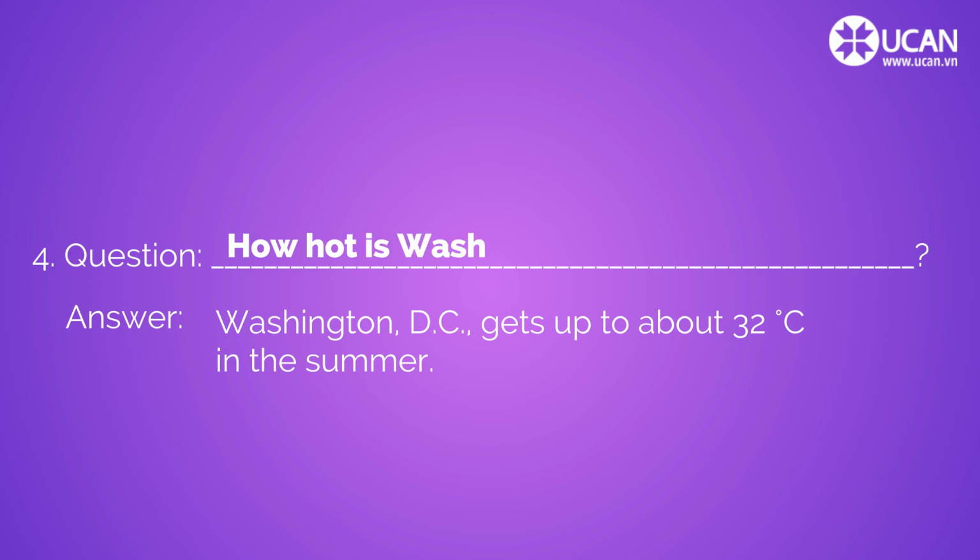How hot is Washington, D.C. in the summer? Washington, D.C. gets up to about 32 degrees Celsius in the summer.